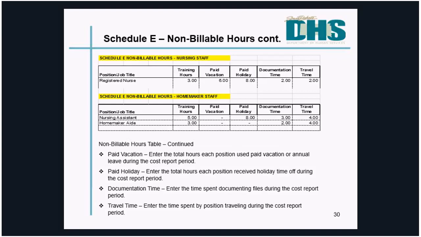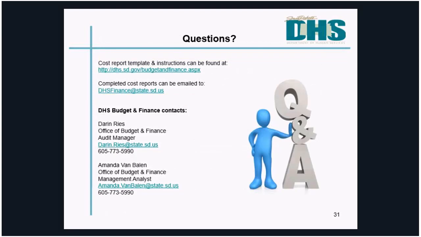And then we'll move to the very last slide, and I know it says questions. Obviously, you won't be able to ask questions from this training, but if you have any questions, you can send an email to myself, Darren Reese, at darren.reese@state.sd.us, or Amanda Van Balen at amanda.vanbalen@state.sd.us. You can also send any questions to dhsfinance@state.sd.us. I would recommend, if you have a question, to probably send it to Amanda or myself. We don't check that DHS Finance email account every day, so if you're looking for a faster turnaround, you can email us at our personal email addresses or the phone numbers listed.